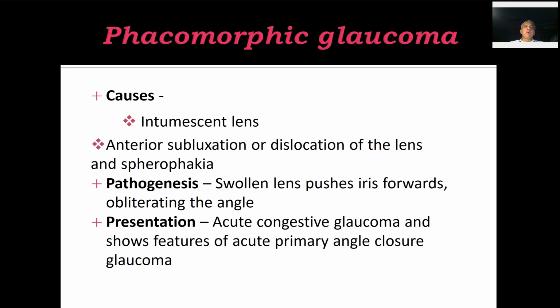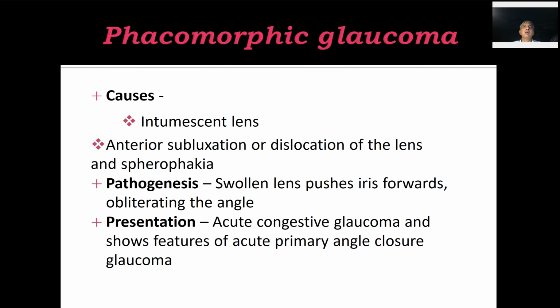We go on to phacomorphic glaucoma. So the cause is an intumescent lens. Intumescence means the lens is becoming thicker in size, so it is pushing the iris forward, especially at the root of the iris, thereby causing closure of the angle. It can also be caused by anterior subluxation or dislocation of the lens and spherophakia, which push the iris into the angle. So it's the swollen lens pushing the iris forward and obliterating the angle.